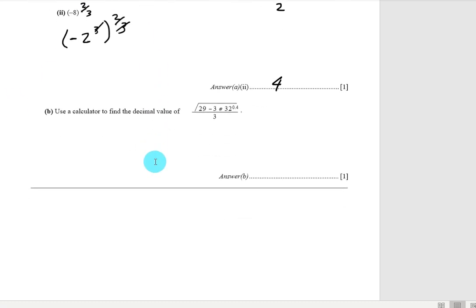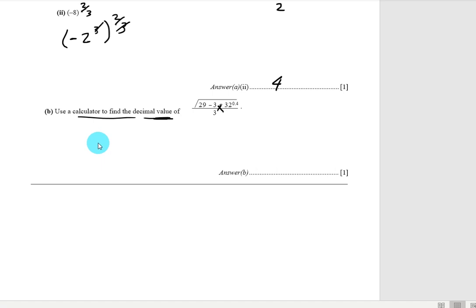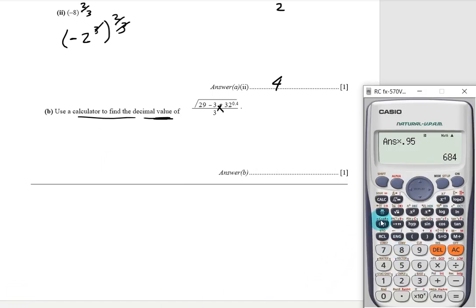Direct question. Now here, use your calculator. Use your calculator to find the decimal value of square root of 29 minus 3 multiplied by 32 power 0.4, divided by 3. Let us bring our calculator and be careful when you start to find everything in your calculator.